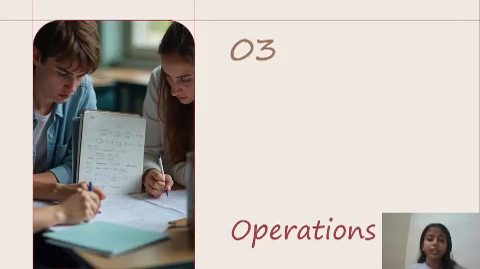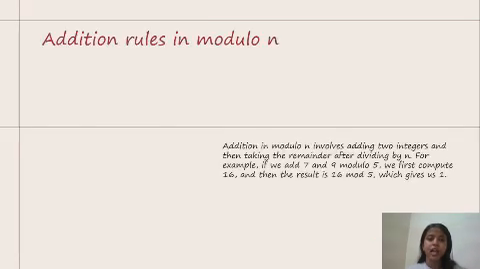Now we will talk about the operations. Addition rules in modulo n. Addition in modulo n involves adding two integers and then taking the remainder after dividing by n. For example, if we add 7 and 9 modulo 5, we first compute 16 and then the result is 16 mod 5, which gives us 1.